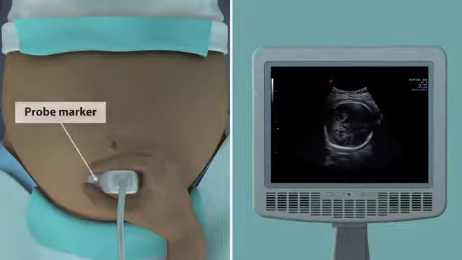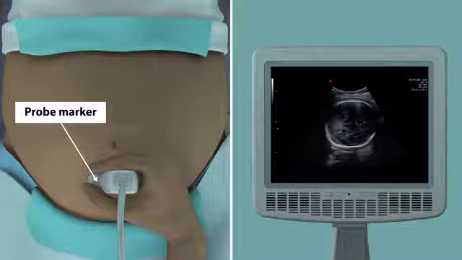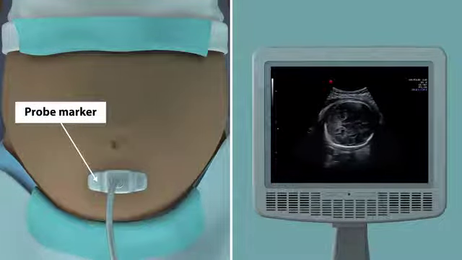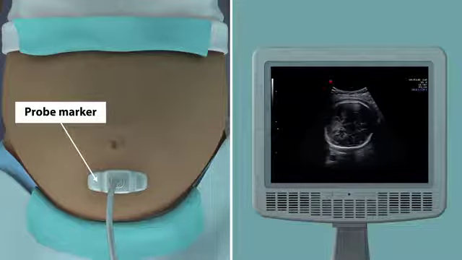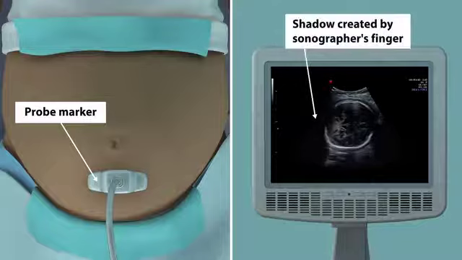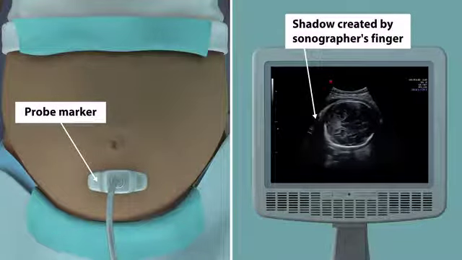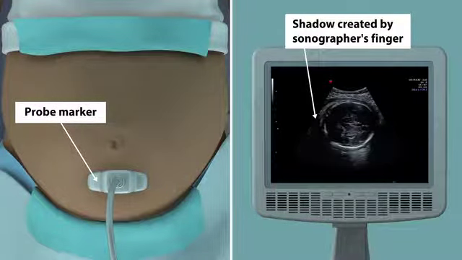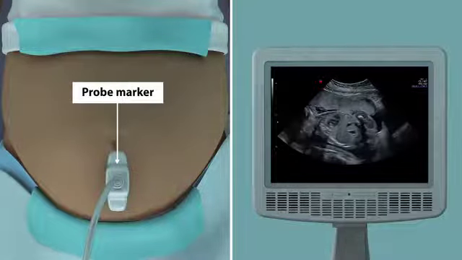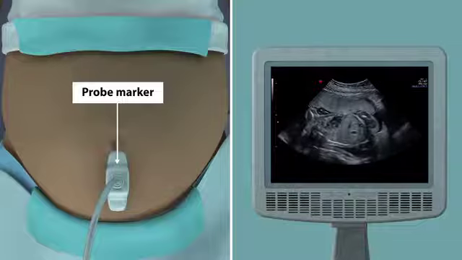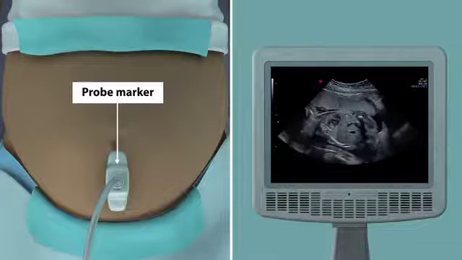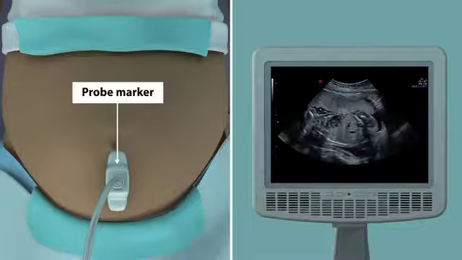Placing the probe in a transverse position on the lower abdomen, use its marker as a reference to make sure that the right side of the mother is displayed on the left side of the screen. You can check this by pressing your finger beside the probe in the abdomen. Placing the probe in a longitudinal position and using its marker as a reference, the uterine fundus should be displayed on the left side of the screen and the maternal bladder on the right.